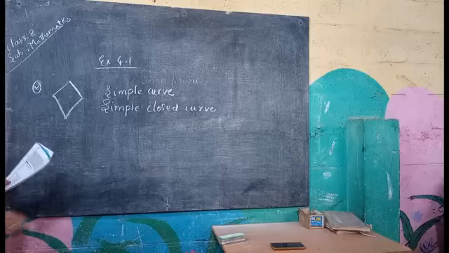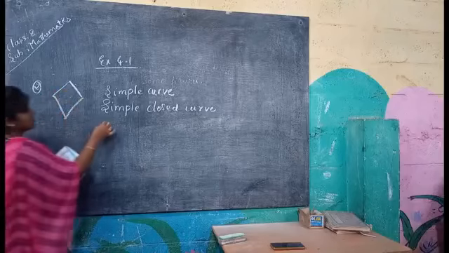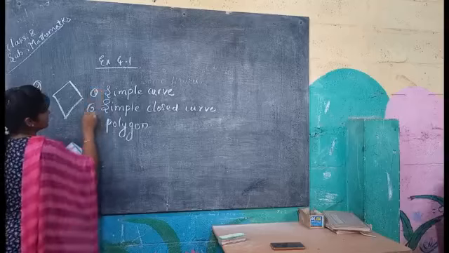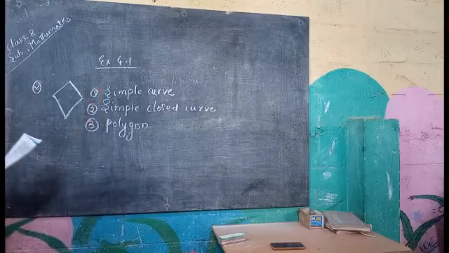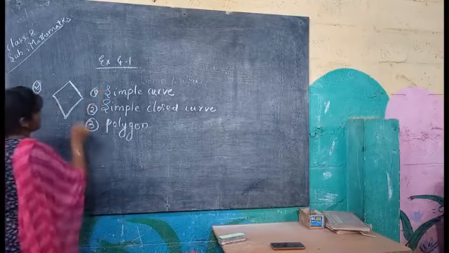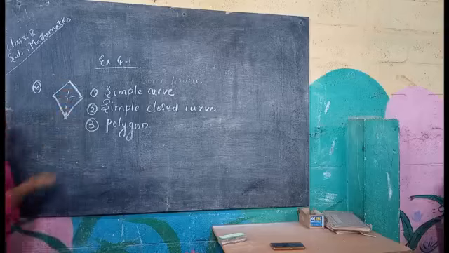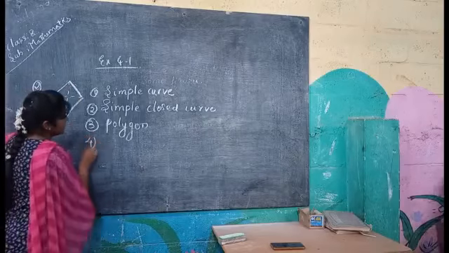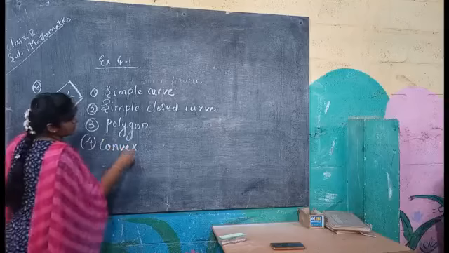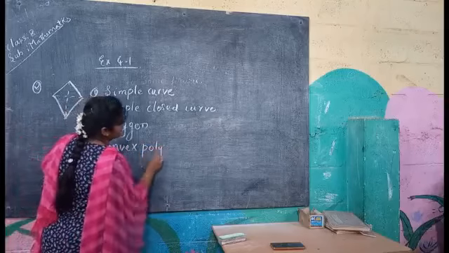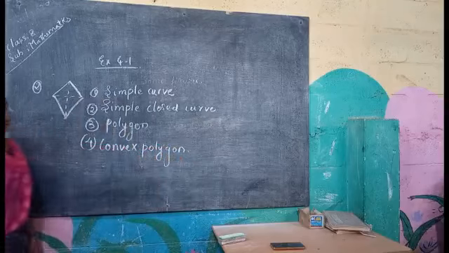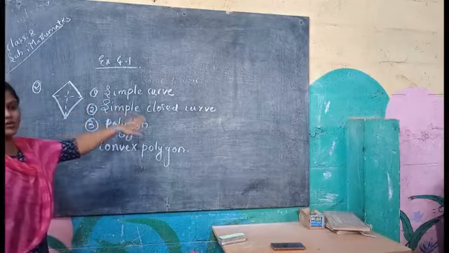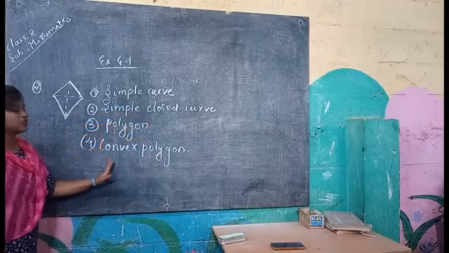It is a polygon with how many sides? 1, 2, 3, 4. It is a polygon. It is also convex because all diagonals are inside. Here we don't have outside diagonals, so it is convex. The second picture includes simple curve, simple closed curve, polygon, and convex.